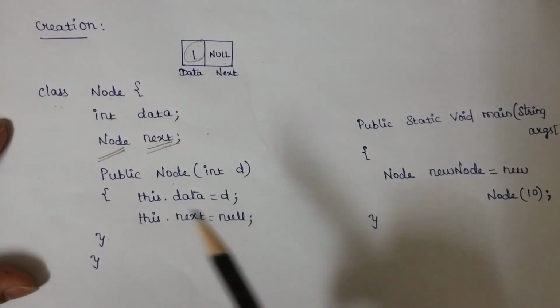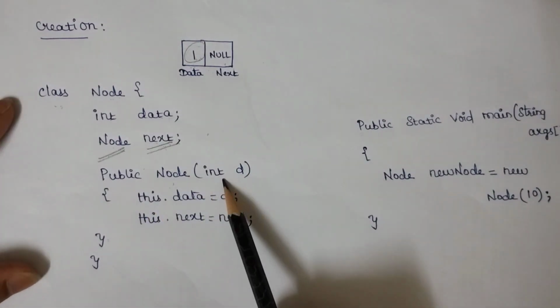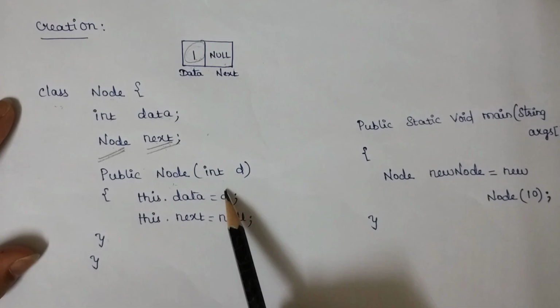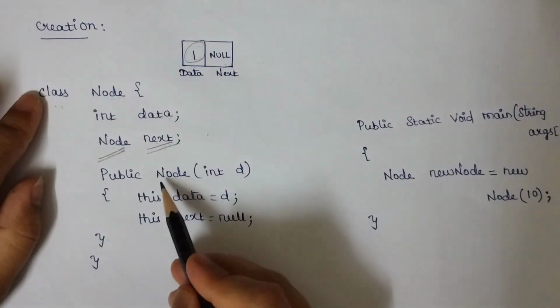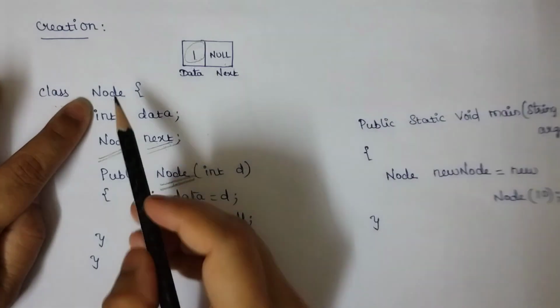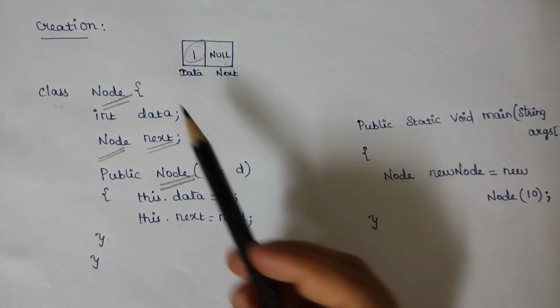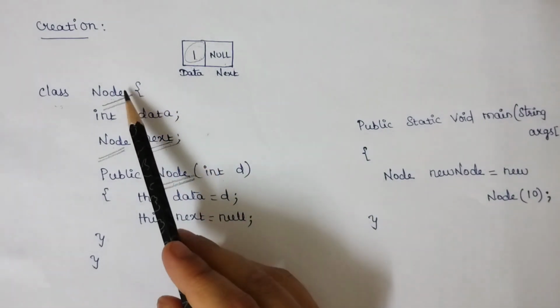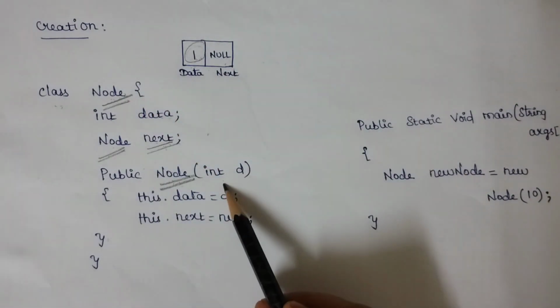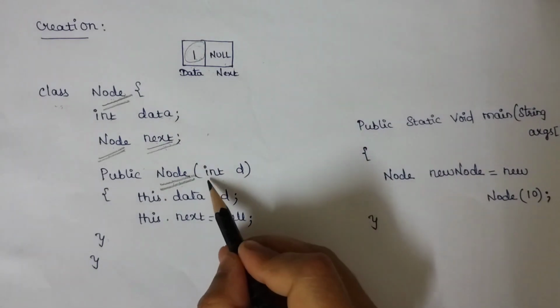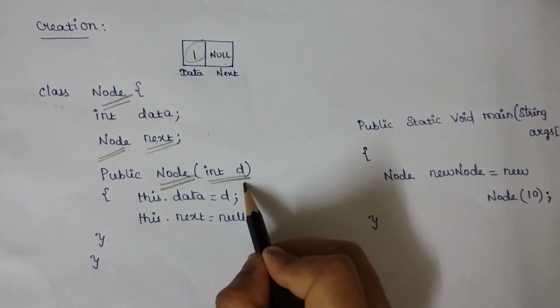And if you look at Java, here we have a constructor for this class. This is a parameterized constructor. Always the constructor has the same name as the class name. You can see the class name is Node, and my constructor name is also Node. This is called a parameterized constructor because you can see there is a parameter inside this constructor.